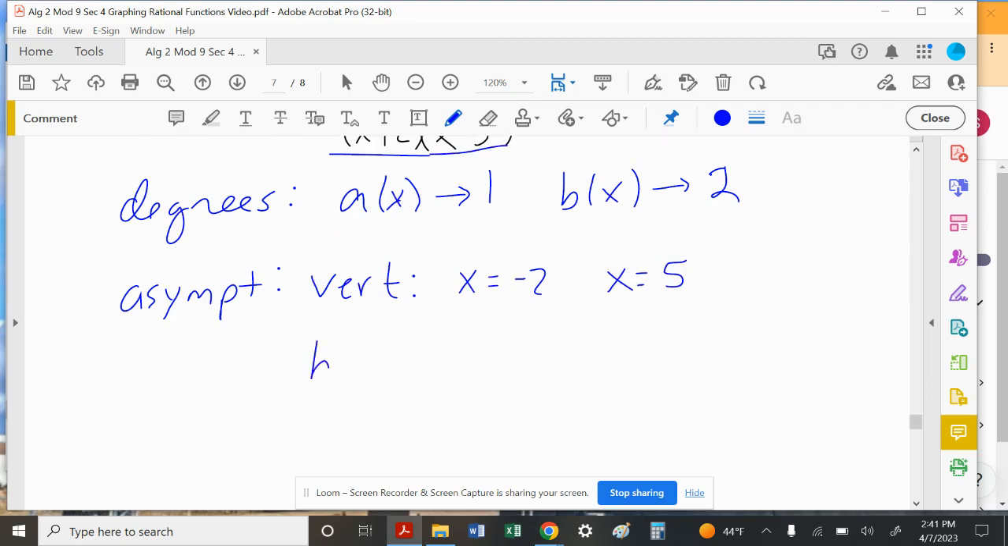And then we have our horizontal asymptote. And in this case, our horizontal asymptote is y equals 0. That's given when the denominator degree is bigger than the numerator degree, or vice versa, the numerator degree is less than the denominator degree. And then our oblique, well, there is none.